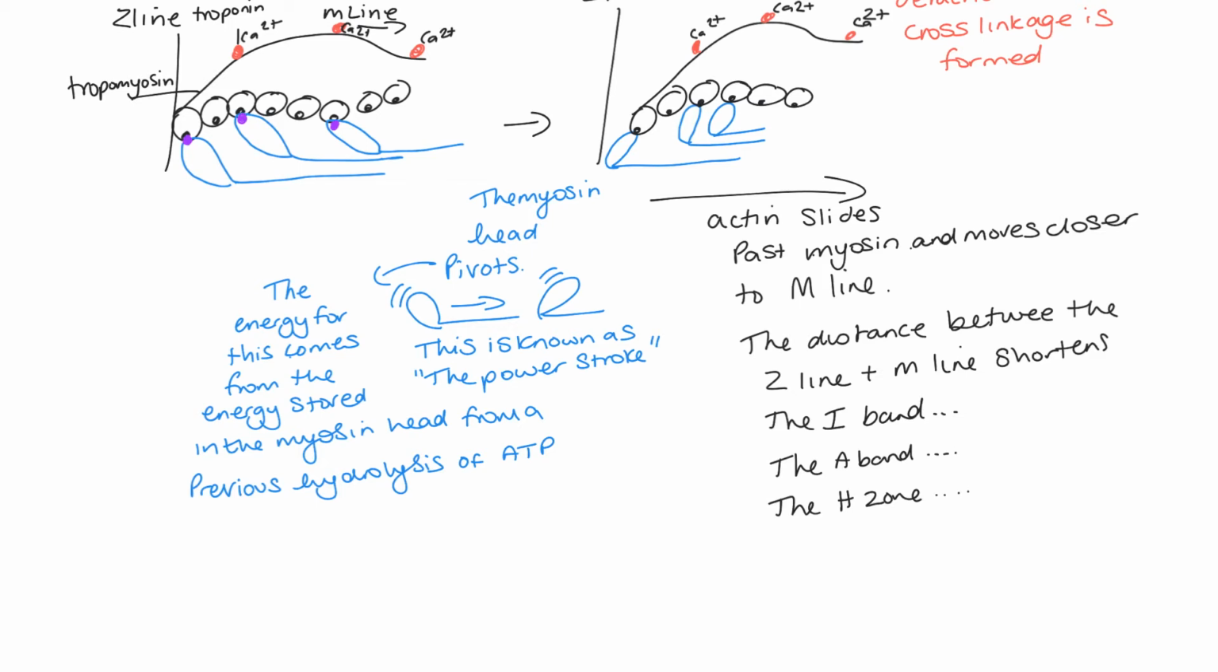So let's just take a minute to think this process through. We can see the myosin head pivoting and pulling the actin towards the M line. So the actin filament slides past the myosin and it moves closer to the M line. This causes the distance between the Z line and the M line to shorten. Just take a minute. What will that do to the size of the I band, the A band, and the H zone?